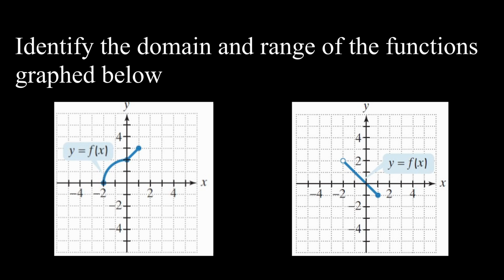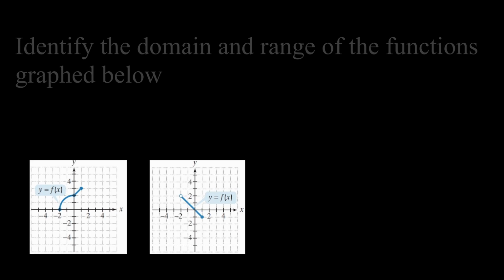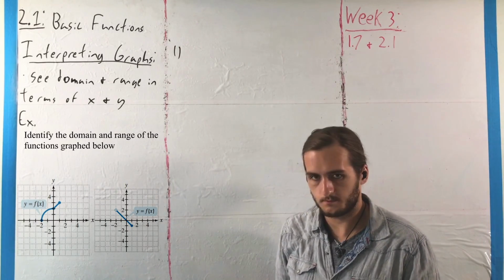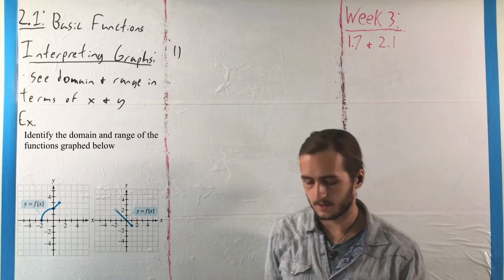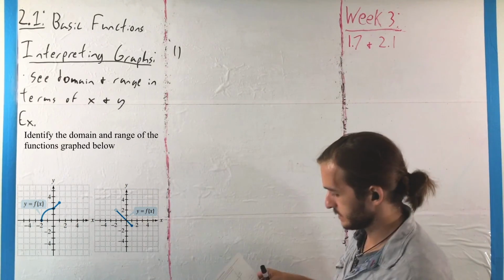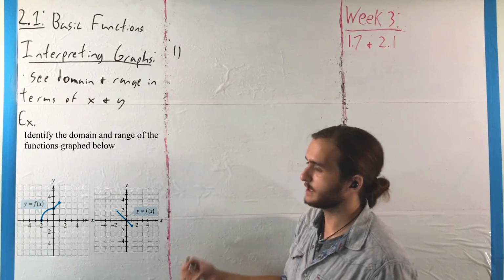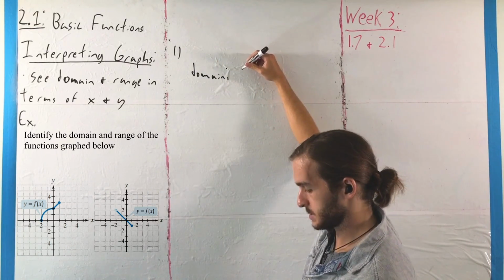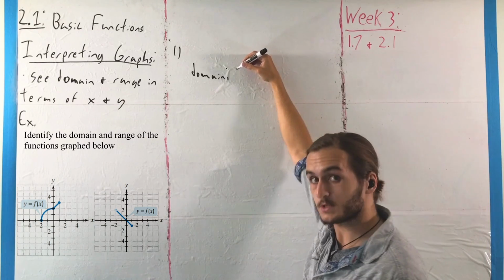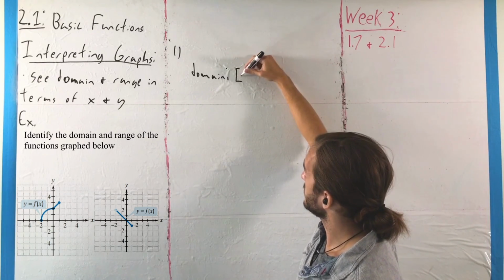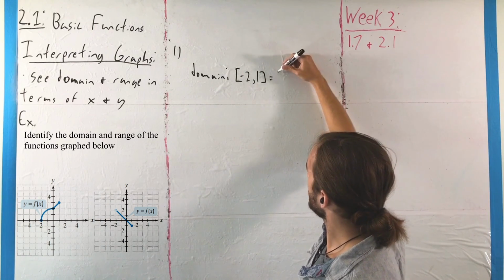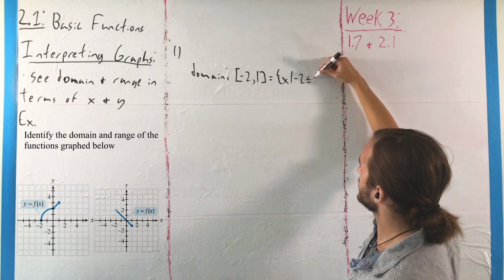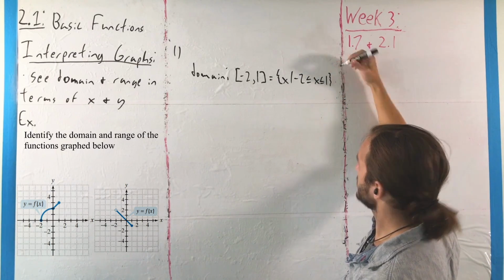So for this, we want to identify the domain and range of the functions graphed below. So in our first case there, what we can do is just see where the function goes. See what x values can possibly happen and what y values can possibly happen, where our domain is the potential x values. And because this function goes from -2 to 1, including both ends with those filled dots like I mentioned earlier, we can write this as the closed interval from -2 to 1, or if we prefer set builder notation, x such that x is between -2 and 1 inclusive.